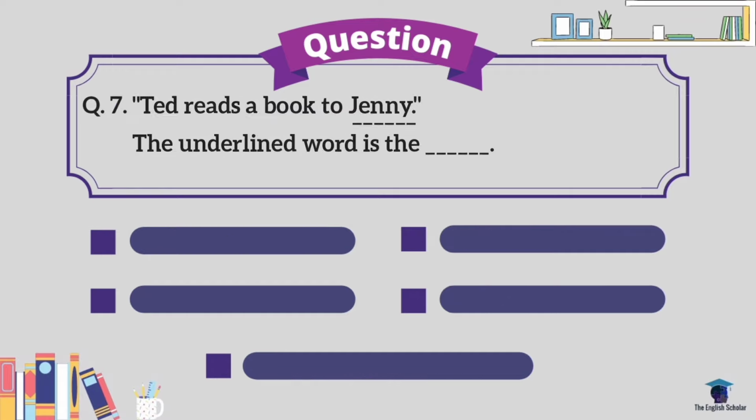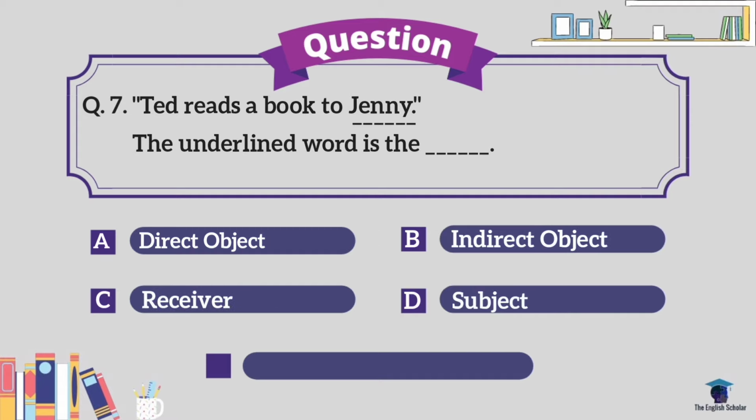7. Ted reads a book to Jenny. The underlined word is the A. Direct object, B. Indirect object, C. Receiver, D. Subject, E. Object of preposition. Your 15 seconds starts now. Time is up. The correct answer is letter B. Indirect object.